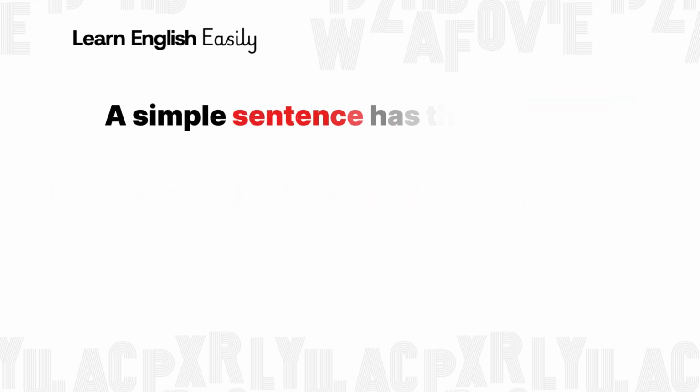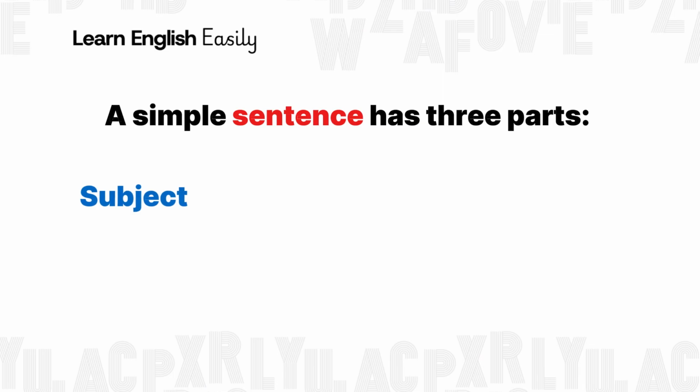A simple sentence has three important parts: subject, verb, and object. Let's break it down.